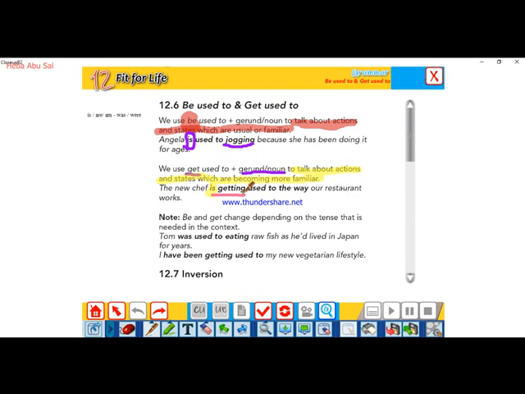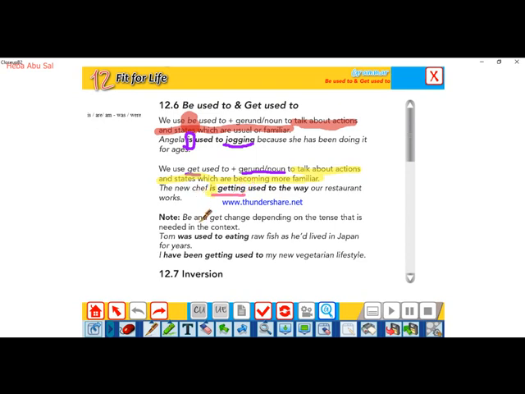Yeah, it is present continuous. So the new chef is getting used to the way our restaurant works.